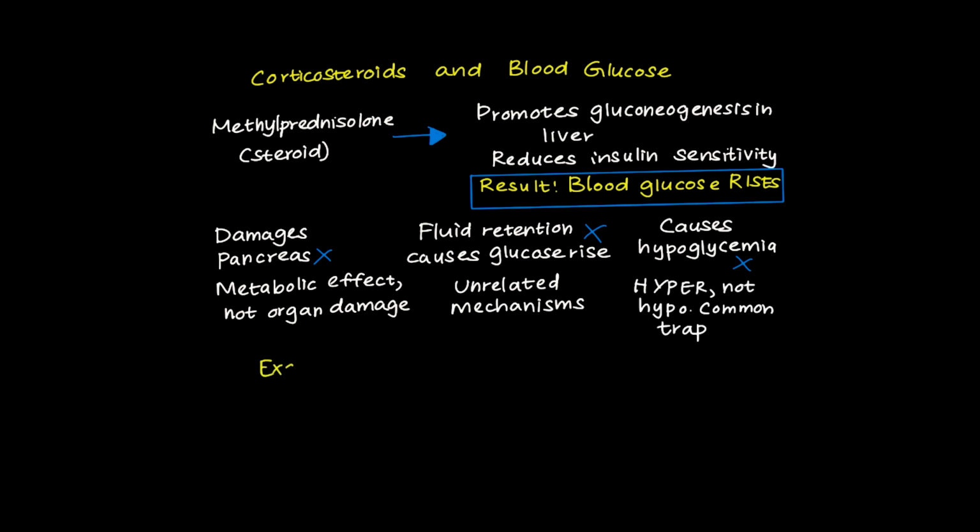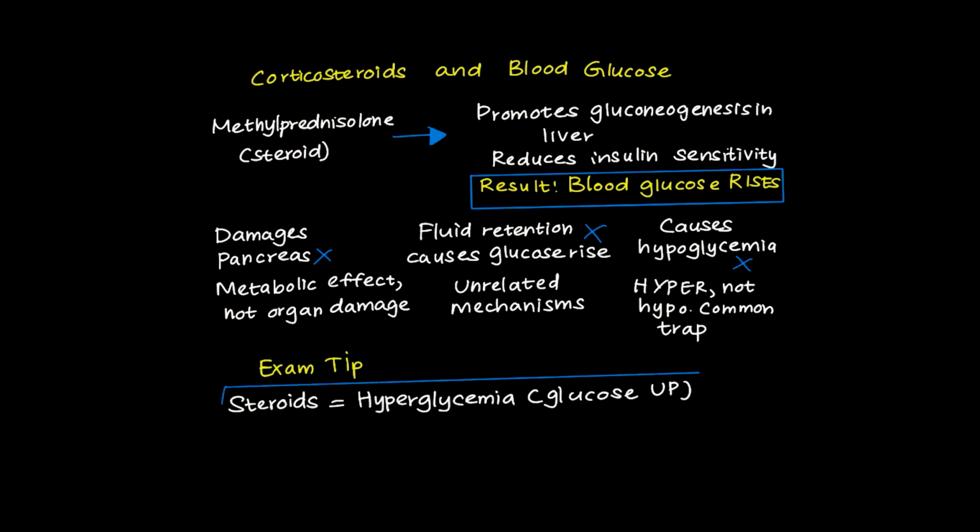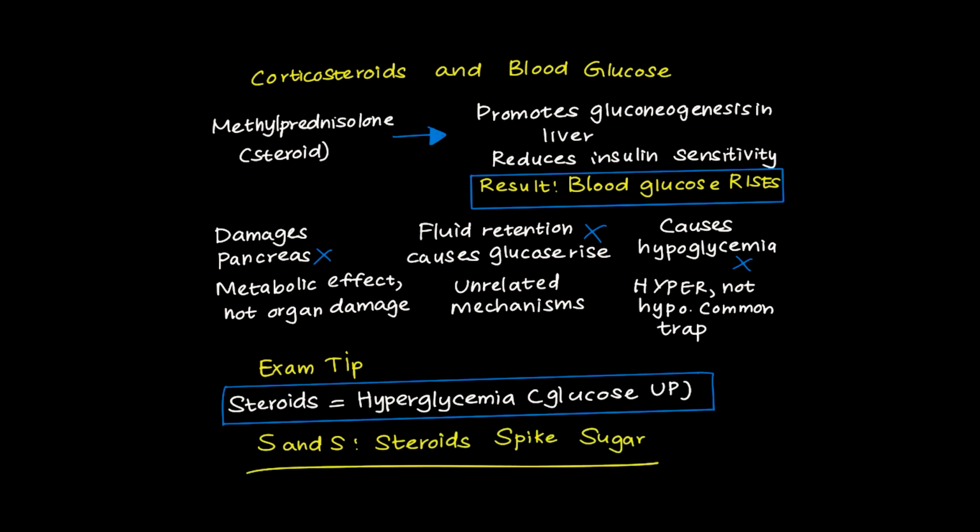Here is a WGU D441 OA exam tip for you. Steroids and blood sugar questions have one answer. Steroids raise glucose. Hyper, not hypo. If a patient is on any steroid and glucose goes up, that is the expected effect. Quick recall hook: steroids equals sugar up. S and S. Steroids spike sugar.